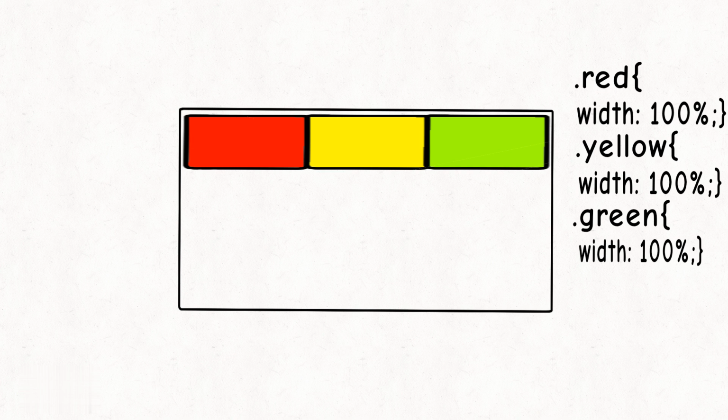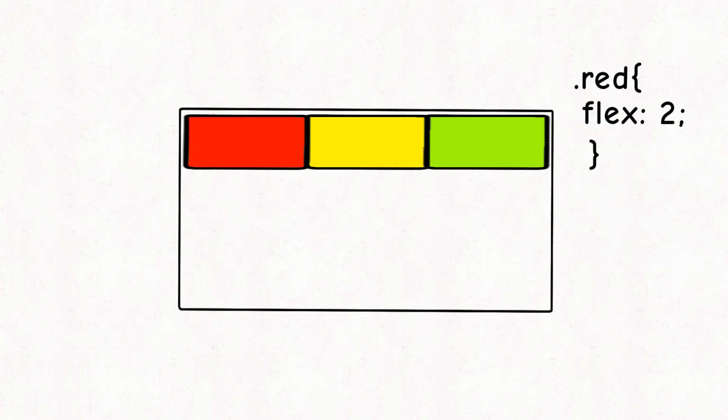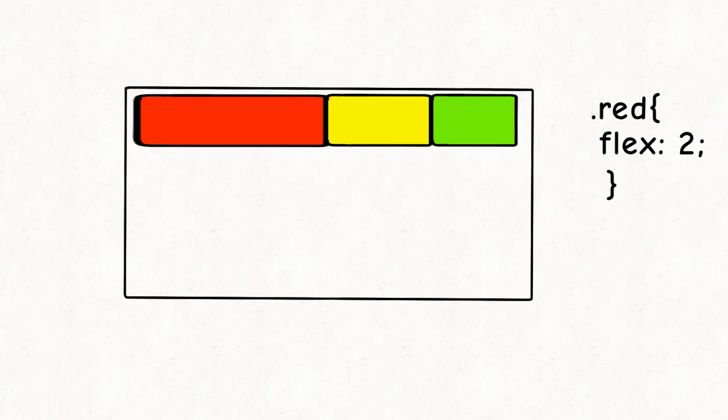Let's make the red item take 50% of the space. We set flex property on the individual item to 2. The red item now takes up 50% of the space.